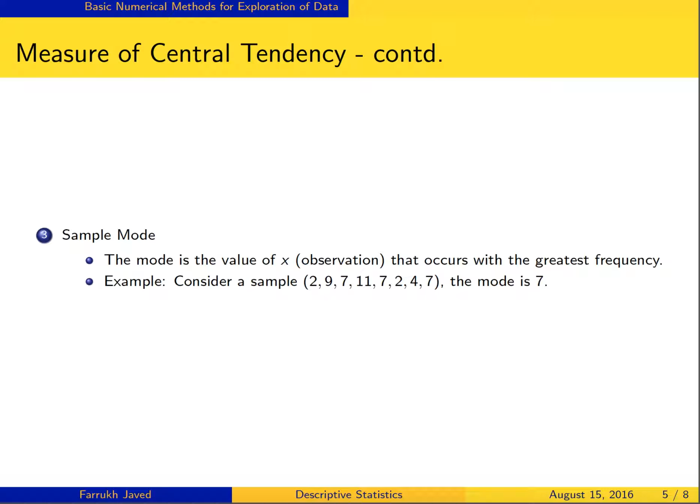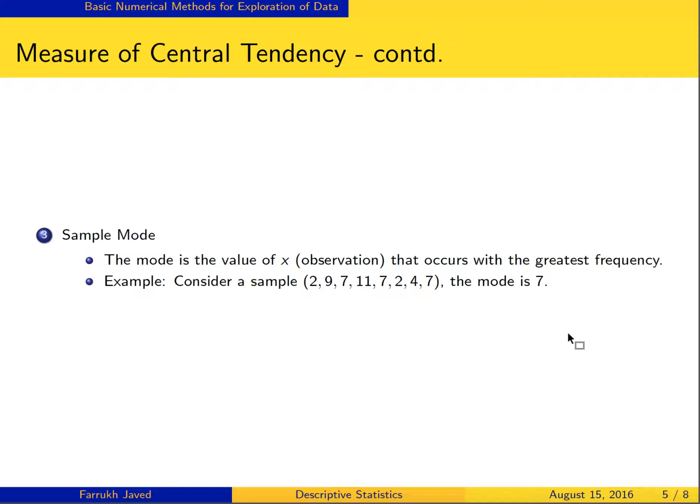The third measure is the sample mode, and the mode is the value of x in the set of observations that occurs with the greatest frequency. If in your data a particular number occurs many times, that number is the mode of the data, because it occurs very frequently in the sequence. Consider a sample here: 2, 9, 7, 11, 7, 2, 4, 7. It's obvious that one number which occurs again and again in this small sequence is 7. So the mode of that data is 7.